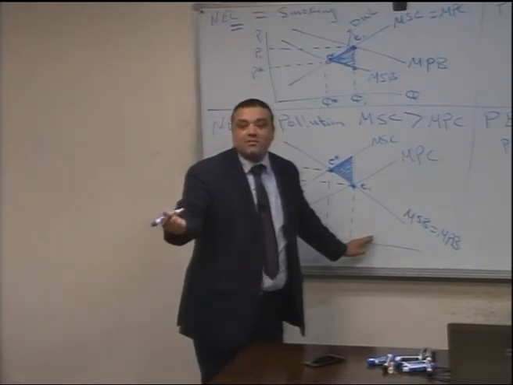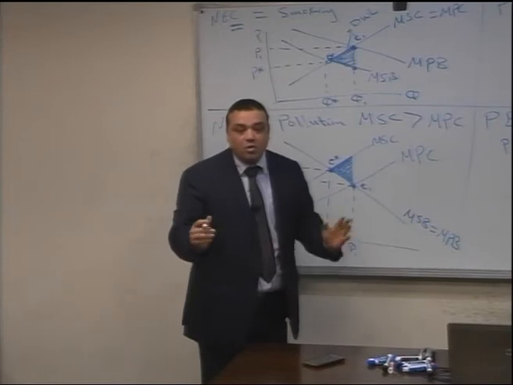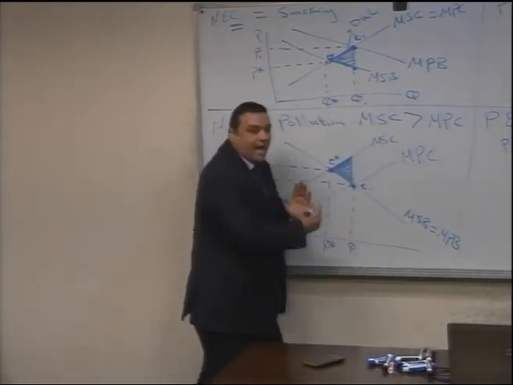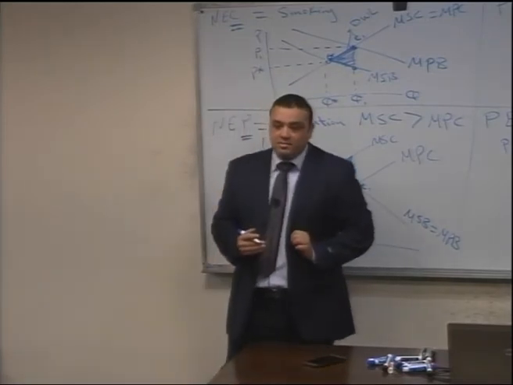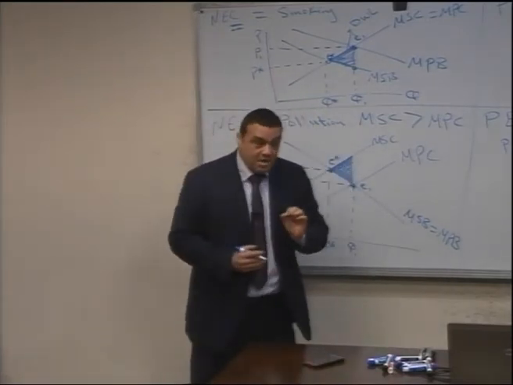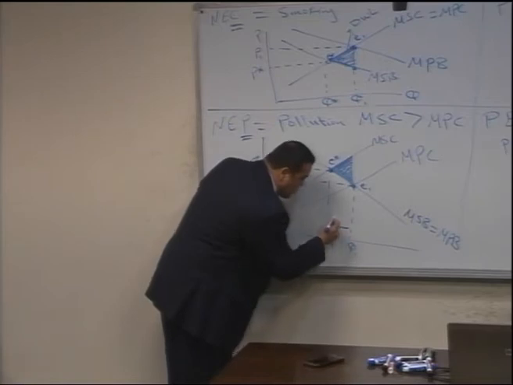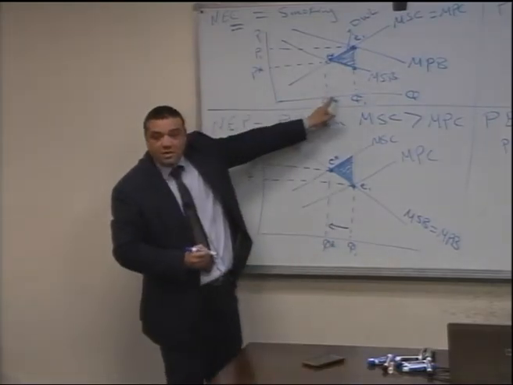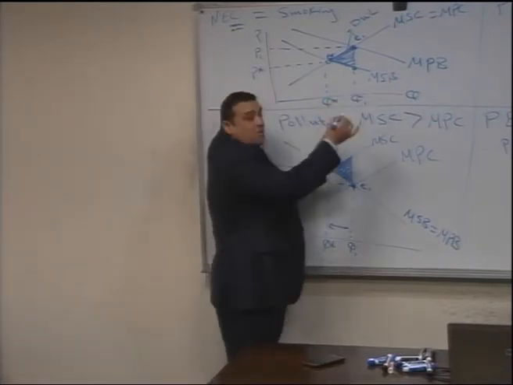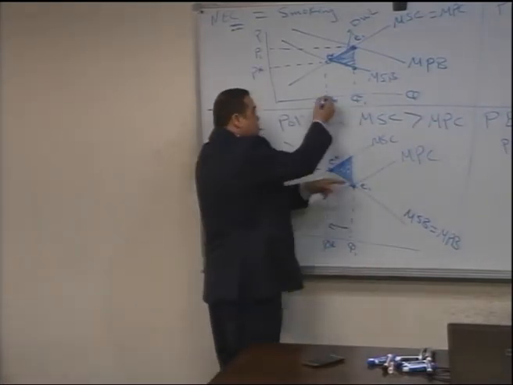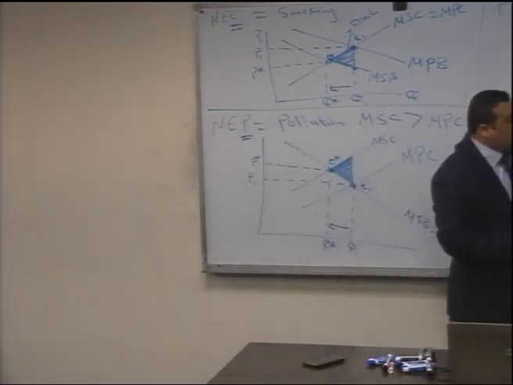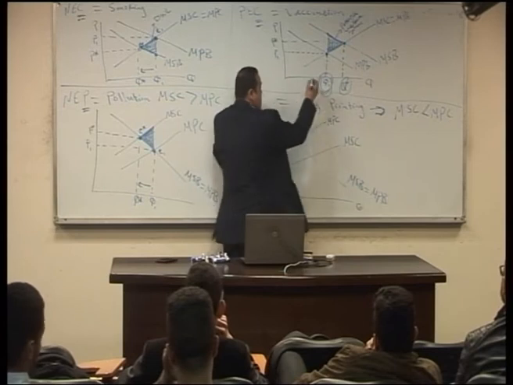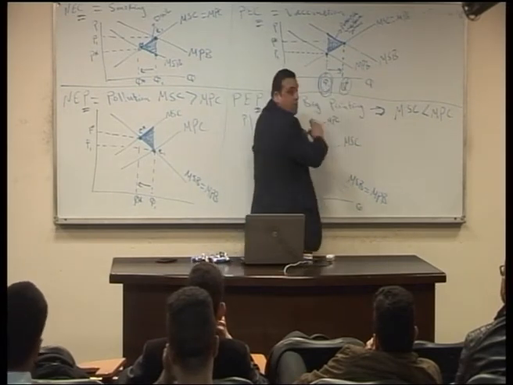So the government should intervene to internalize the situation by decreasing the overproduction here. The government should intervene to decrease the quantity from Q1 to Q star. Here, the government should intervene to decrease the quantity consumed of cigarettes from Q1 to Q star. Here, the government should intervene to increase the number of vaccinated persons in the community from Q1 to Q star.